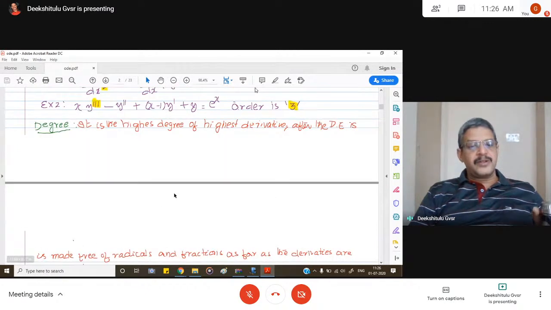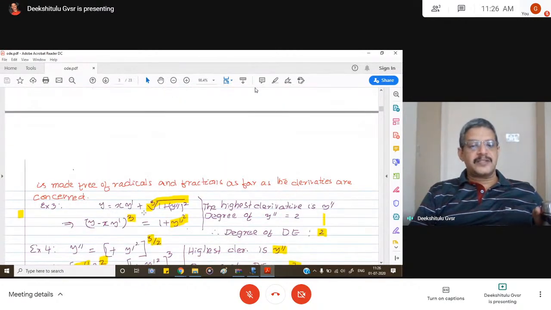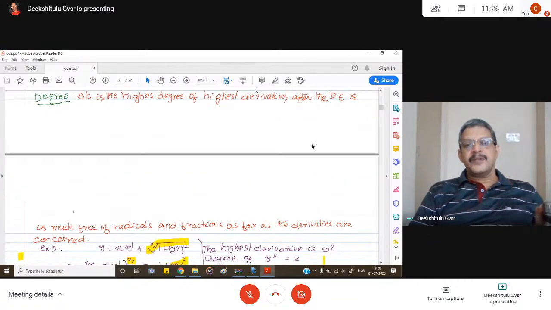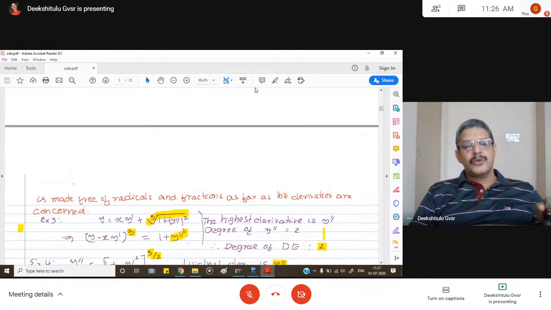For the degree, after making the differential equation free of radicals and fractions, say for example, consider an equation like y is equal to x y dash plus cube root of 1 plus y double dash square. The highlighted part is what we call radical or fractional. After the differential equation is made free of radicals and fractions as far as the derivatives are concerned, you have to eliminate these square roots and cube roots, and so on.